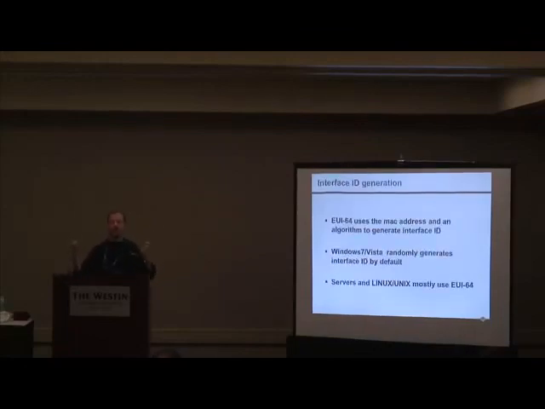Interface ID generation. I talked about how you take FE80 and you slam this address on it, and that's how you get your link local. What's usually done by default is an EUI-64, which basically takes your MAC address, which is 48 bits, runs it through an algorithm that I'll go over in the next slide, and turns that into a 64-bit number, and you just slam that on the end. Now, by default, Windows 7 and Vista will generate a random number instead. You can change a registry value to make them generate EUI-64 or not. Servers and Linux and Unix variants all pretty much use EUI-64.